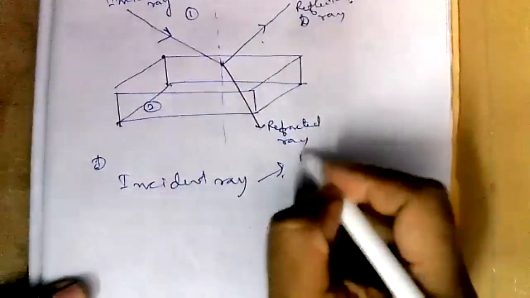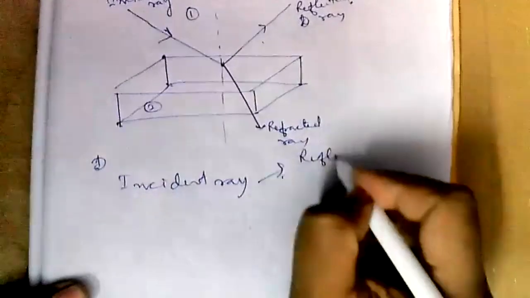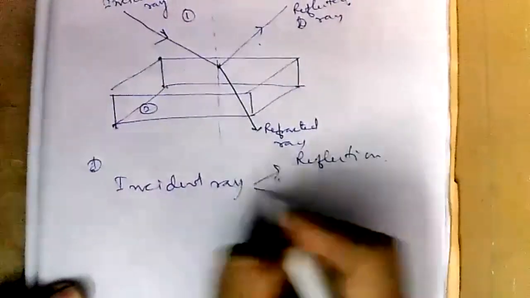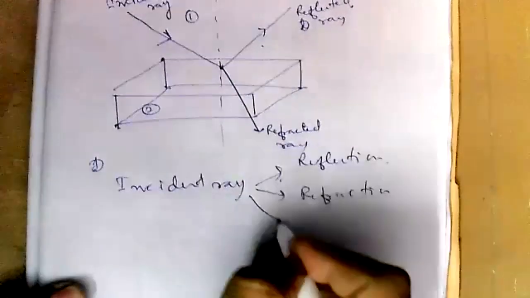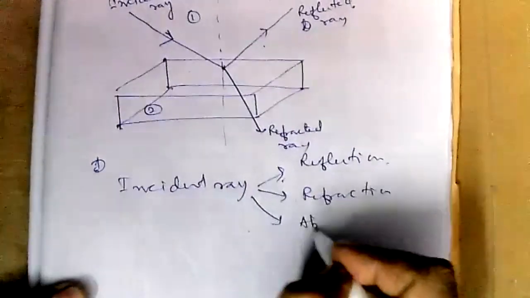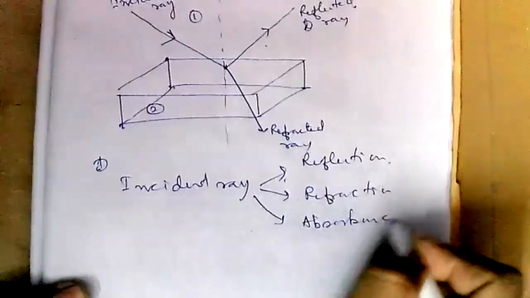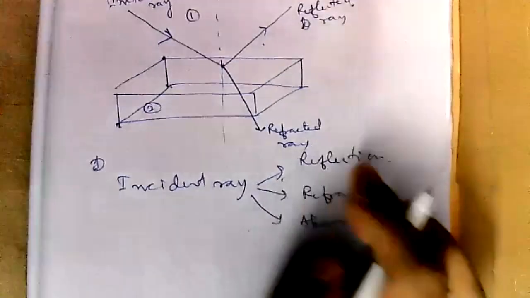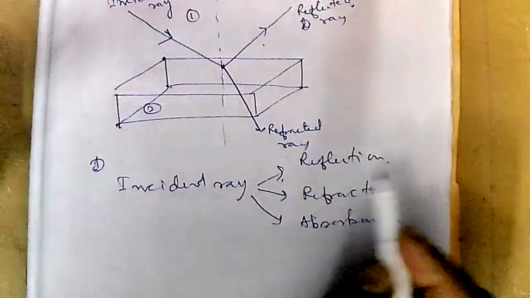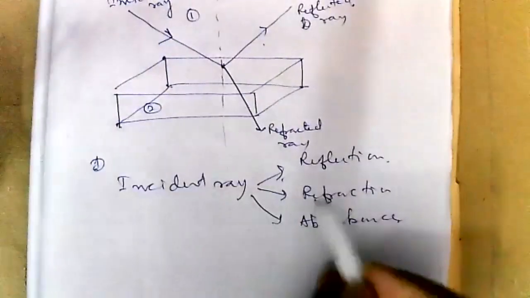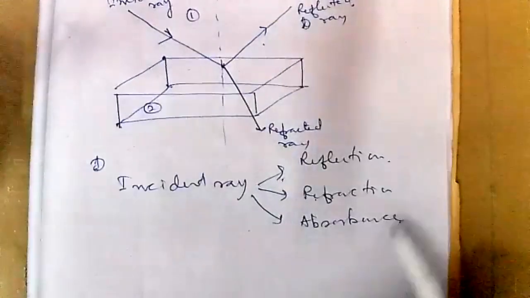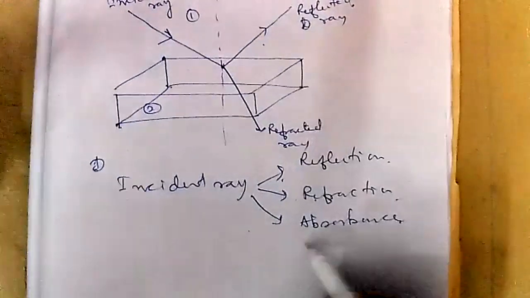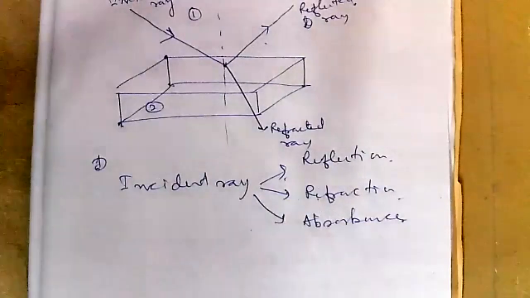One is reflection, refraction, and absorbance. So a part of the incident ray will be reflected into the first medium. A part will be transmitted into the second medium, but in a different direction, refraction, and also a part will be absorbed into the medium.